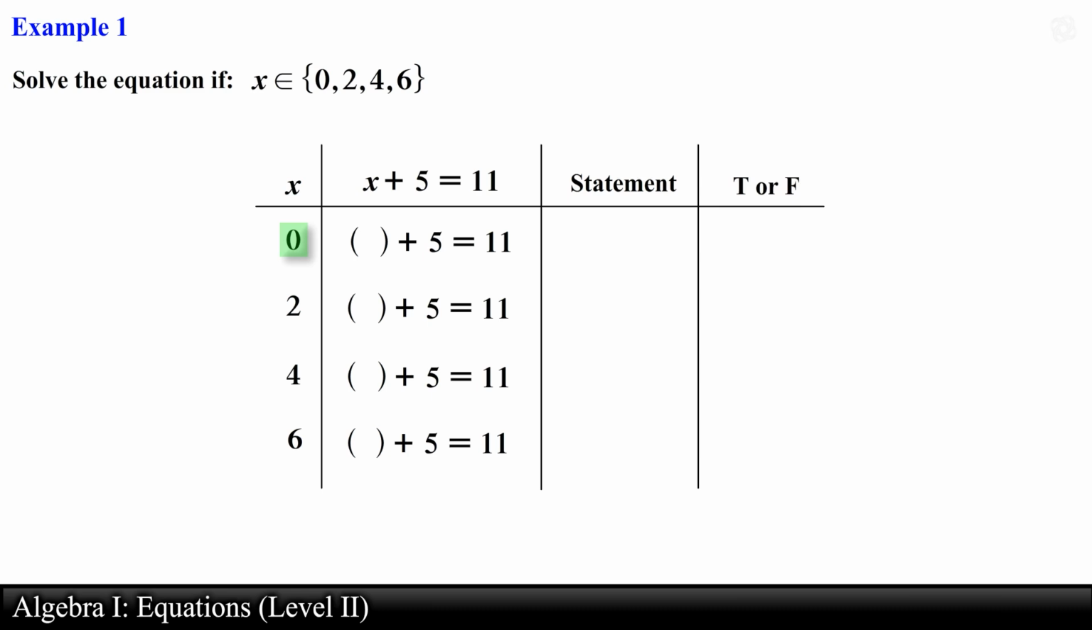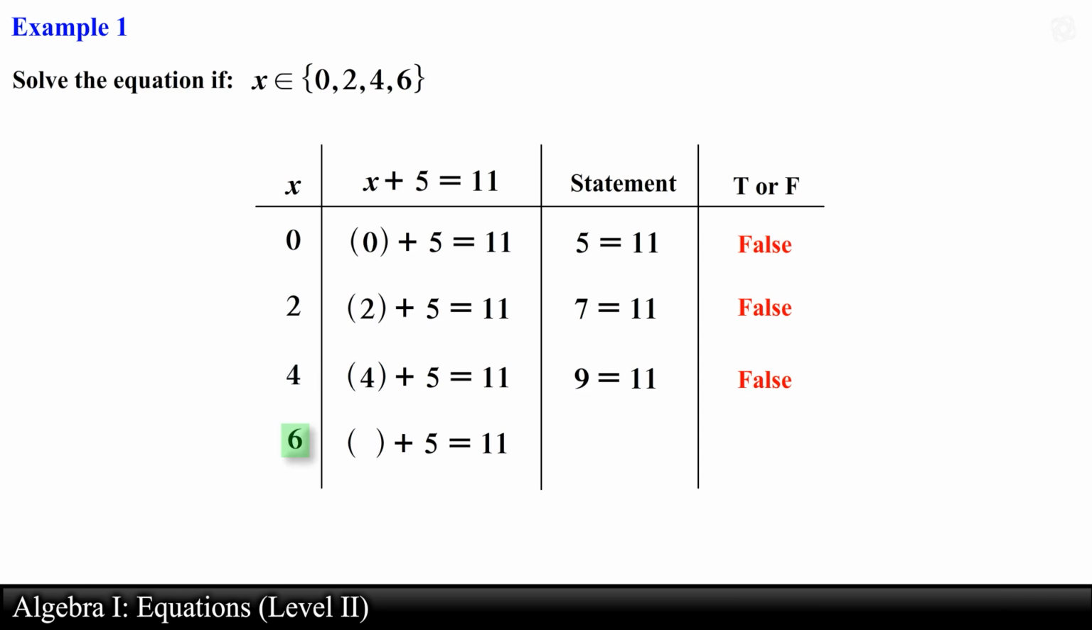So substituting the first element of the domain into the equation and simplifying yields the statement 5 is equal to 11, which is absolutely false. Next, we substitute the second element of the domain, in this case 2, into the equation, which simplifies to the statement 7 is equal to 11, which is false. Moving along, we substitute the third element of the domain, the number 4, into the equation, and simplifying the expression yields the statement 9 is equal to 11, which is also false.